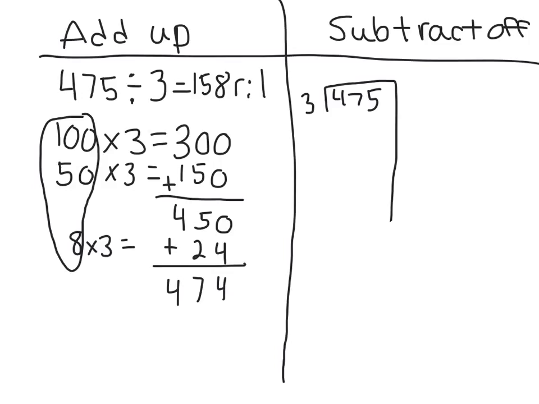Okay, the subtracting off strategy is very similar. I'm still going to use these multiplication facts, but instead of adding up to 475, I'm starting at 475 and I'm going to be subtracting off. So it's going to look a little bit more like long division that you may have seen before. So I'm still going to start with my 100 times 3. I'm going to write it here on the outside. That's still 300. Instead of adding up, I'm going to subtract off. And this way, it's going to tell me exactly how far away I am.